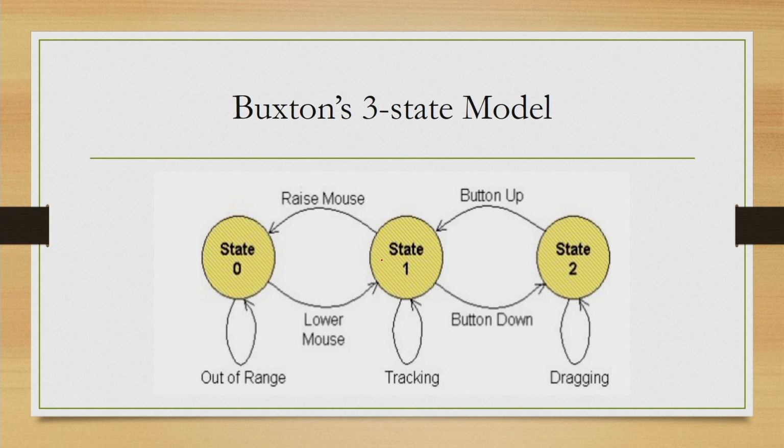So as long as you are using the mouse for tracking, then you are in state 1, and in state 1 if you again by mistake lift your mouse, then you go back to state 0, and the moment you put it down you come back to state 1. And in state 1 if you keep on tracking, then there will be this self loop of tracking. Now in state 1, if you press a button which is denoted as button down, then you go to state 2.